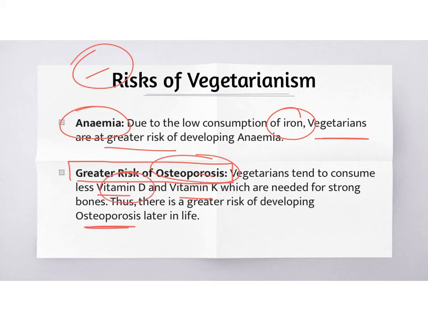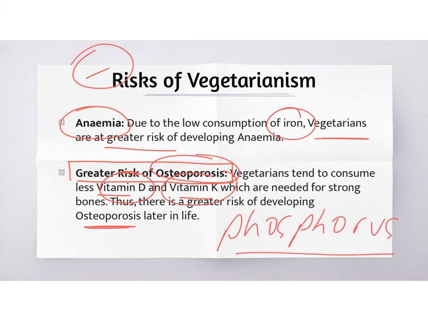This, coupled with a reduced intake of vitamin D, which helps to synthesize bone and form bone tissue, vitamin K, as well as phosphorus, all contribute to a greater risk of osteoporosis, particularly later on in life when it's commonly developed.